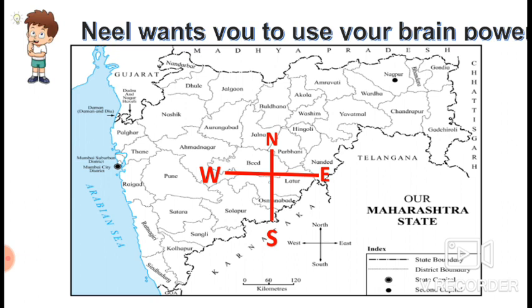We will take Pune for example. It is to the west of Bid. Latur is to the southeast of Bid. And children, our Mumbai city, it is on the western coast of Maharashtra.